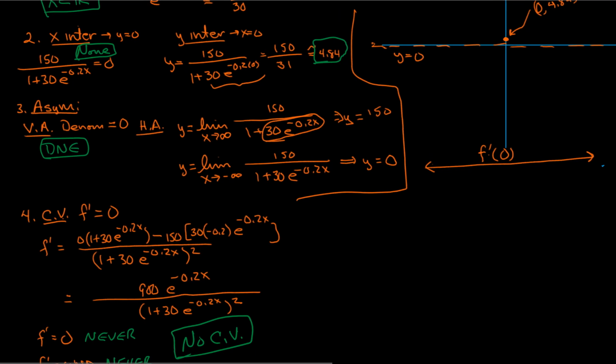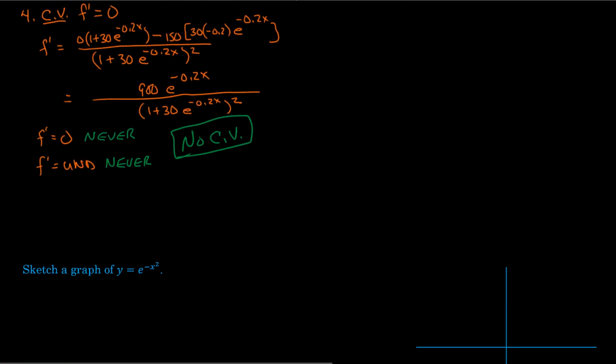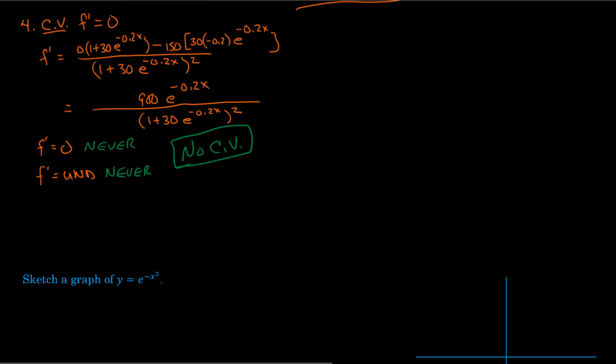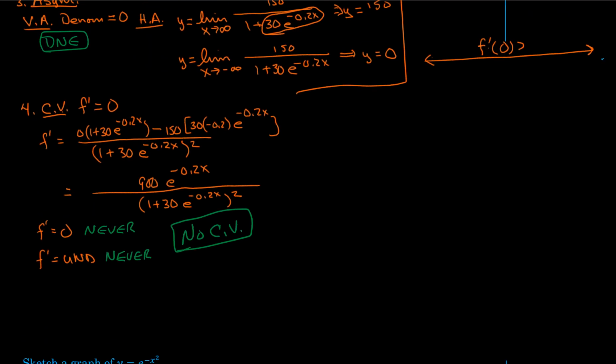Now remember, we have to evaluate the derivative at x equals 0. If I plug 0 in here and 0 in here, I'm going to wind up with 900 over, well, it's going to be 1 plus 30 squared. I don't really care what it is. I just need to know that it's bigger than 0. It's positive. Okay, so I can come over here. I can say, well, gosh, this is greater than 0, so it's always increasing.